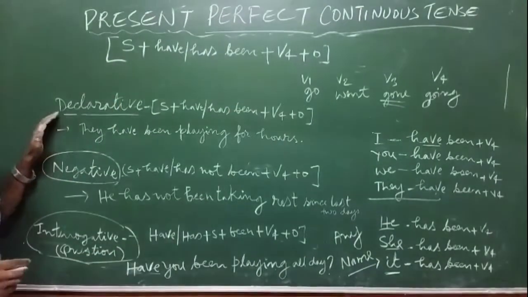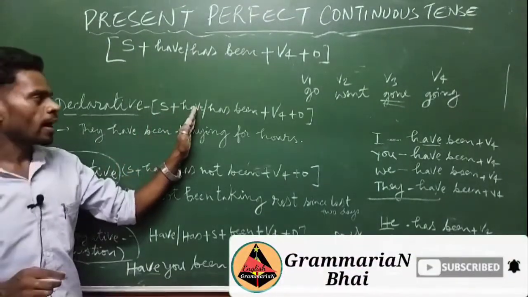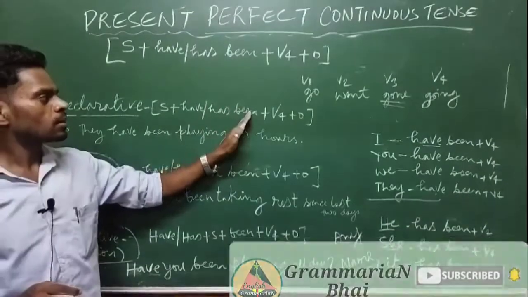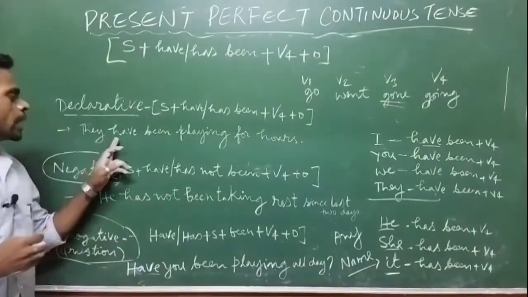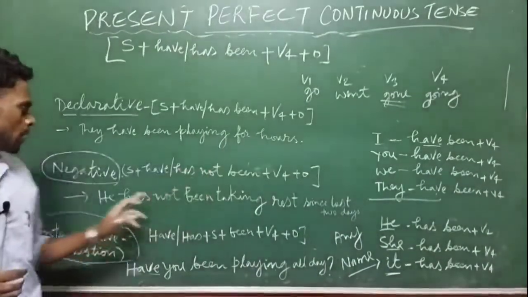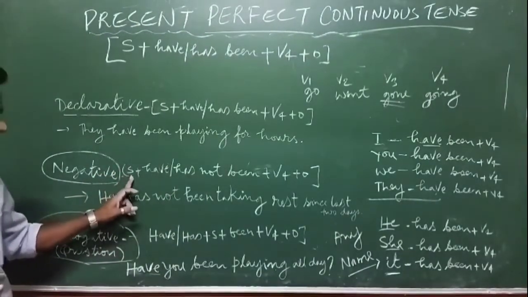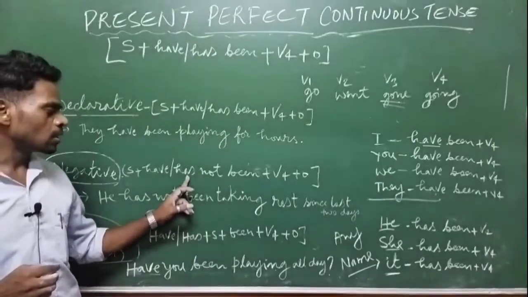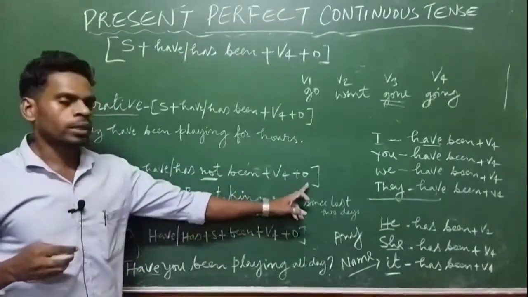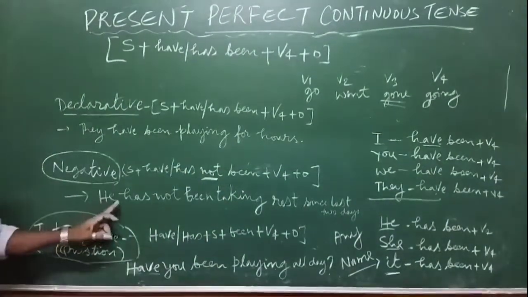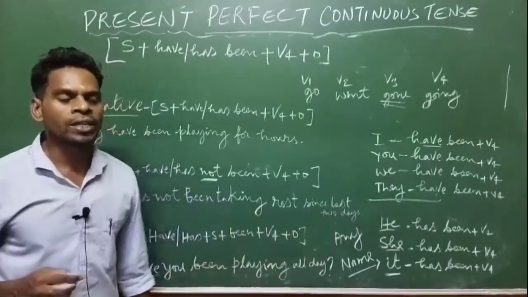So just see here the declarative sentence. The pattern will be subject, then helping verb either have or has, then been plus V4, and then object. One example here: they have been playing for hours. The negative sentence structure will be subject, then have or has, then not, then been plus V4, then object. One example is here: he has not been taking rest since last 2 days.